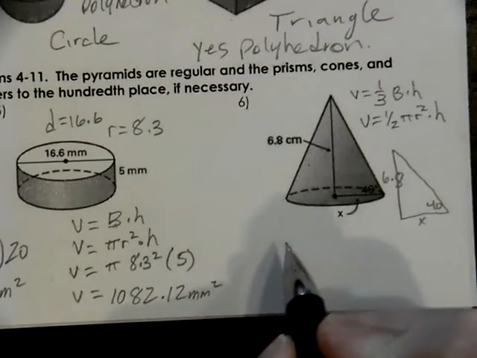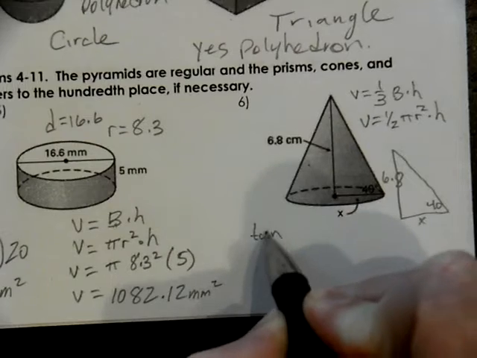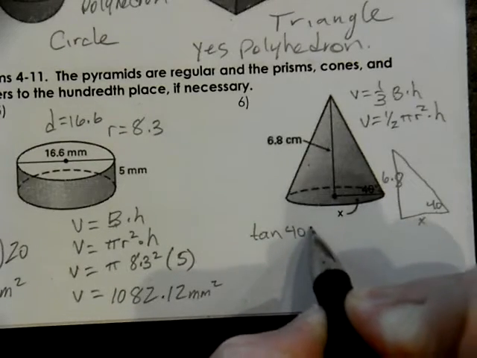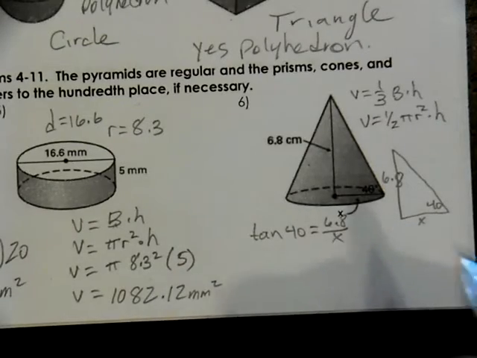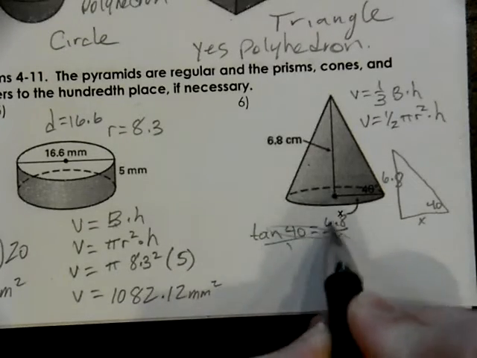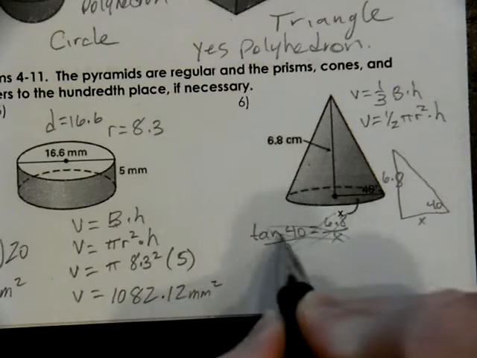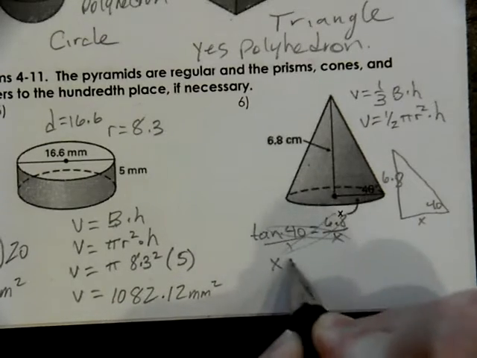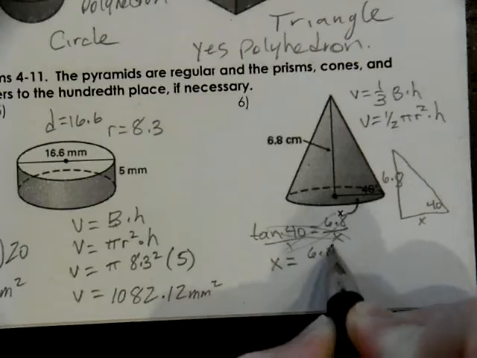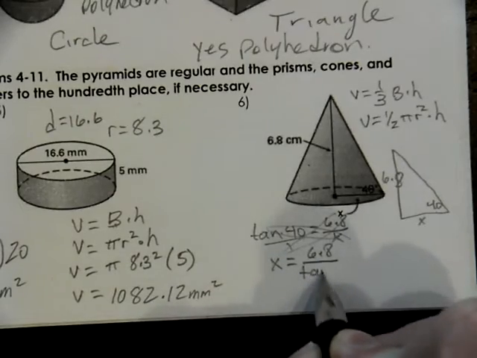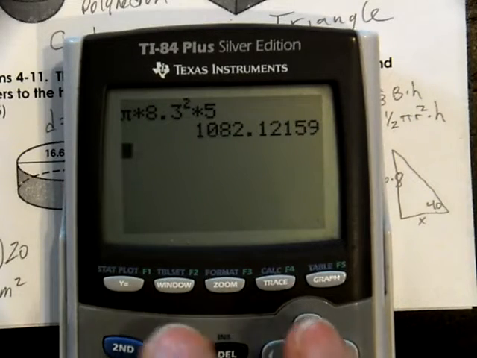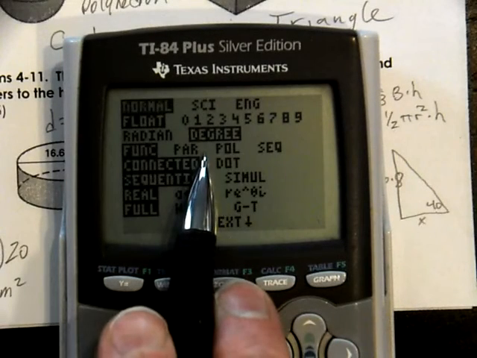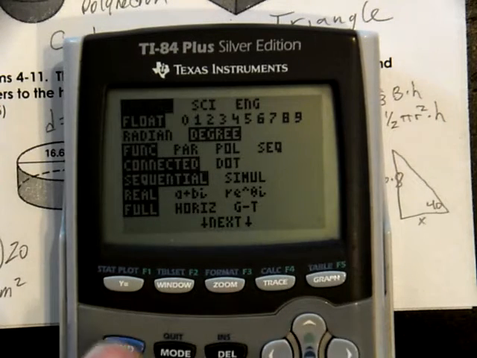the radius. So that's going to be tangent of 40 equals 6.8 divided by x over 1 and cross multiply. We're going to switch these two, so x equals 6.8 divided by tangent of 40. So you do need to be sure that you're in degree mode if you're going to do tangent or sine or cosine for that matter.